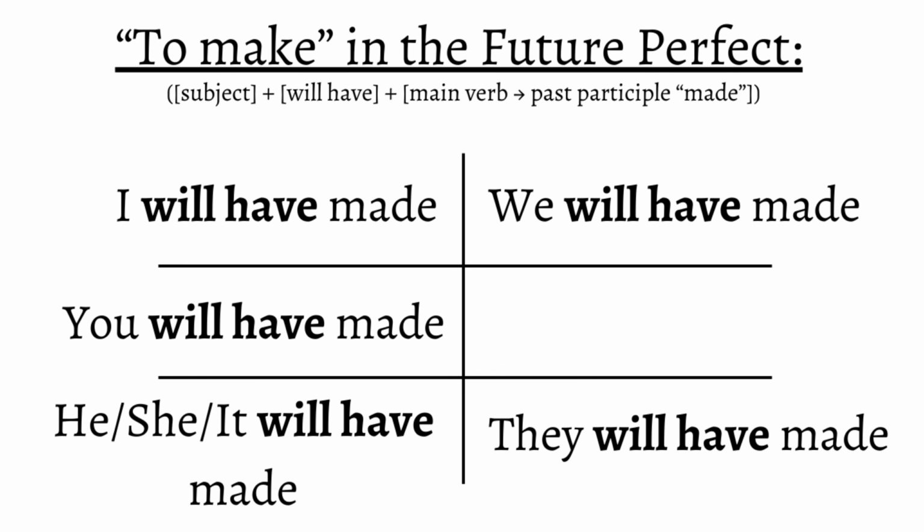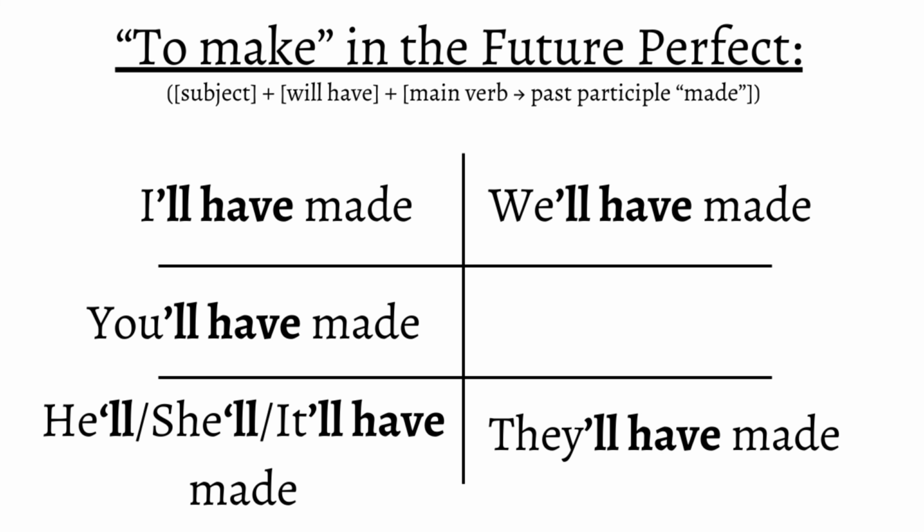A different verb is to make. The pattern is a subject, will have, and then the past participle. Will have made. Contractions can also be made.